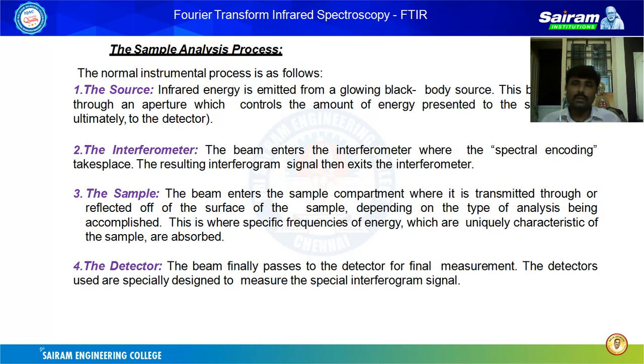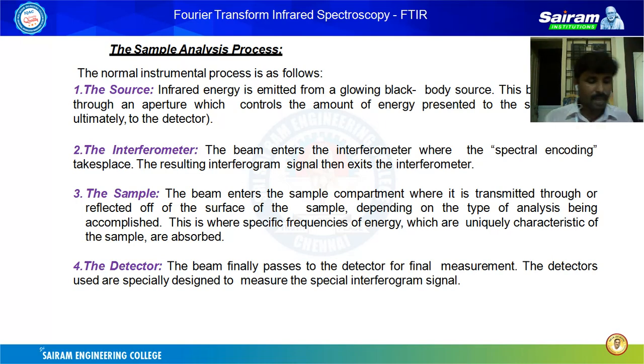The major components of FTIR are the source, the interferometer, the sample, the detector, and the last one is the computer. The source emits infrared energy from a glowing black body source, which controls the amount of energy presented from the source to the detector. In the interferometer, the beam enters where the special encoding takes place. The resulting interference signal then exits the interferometer.